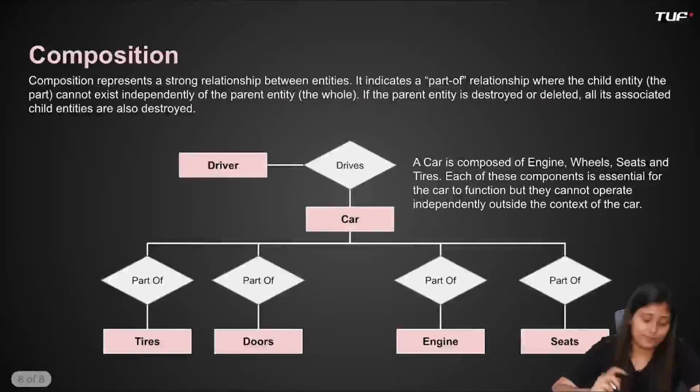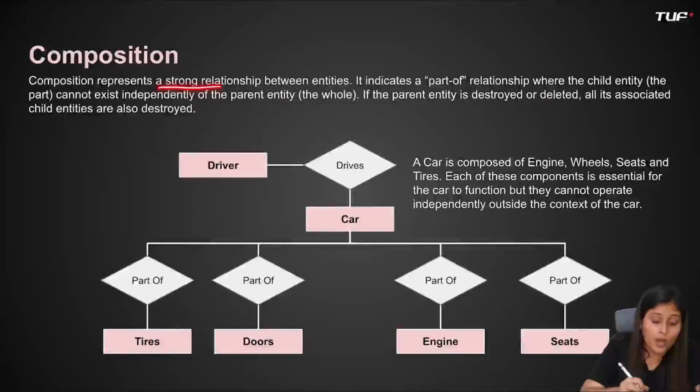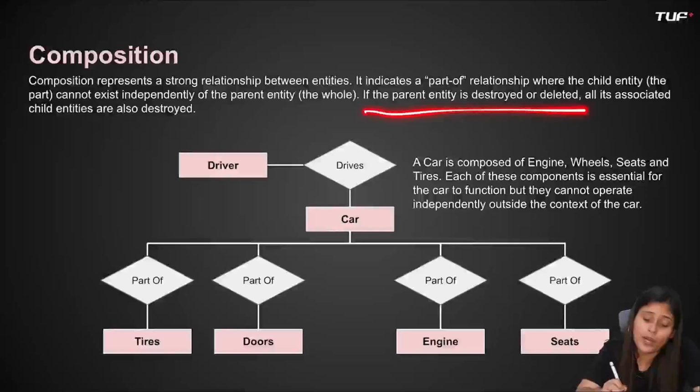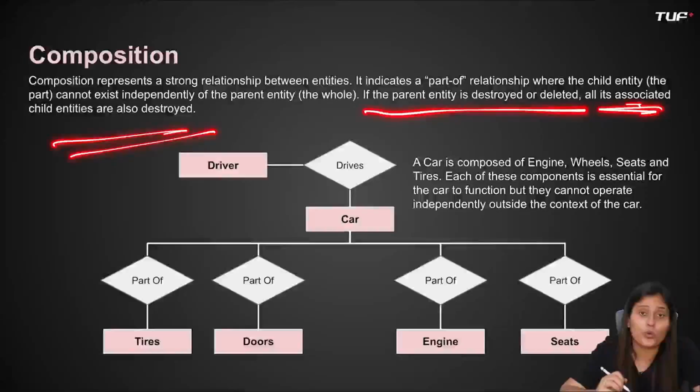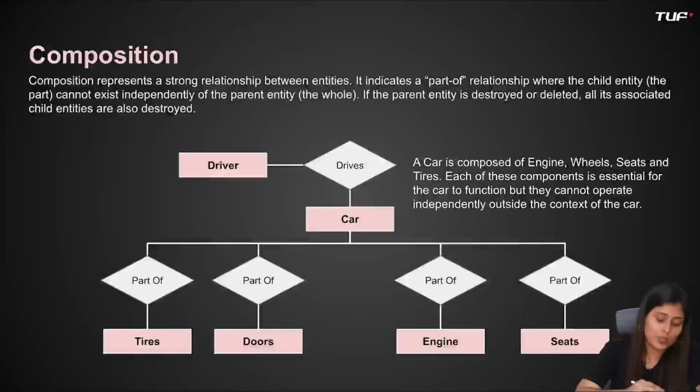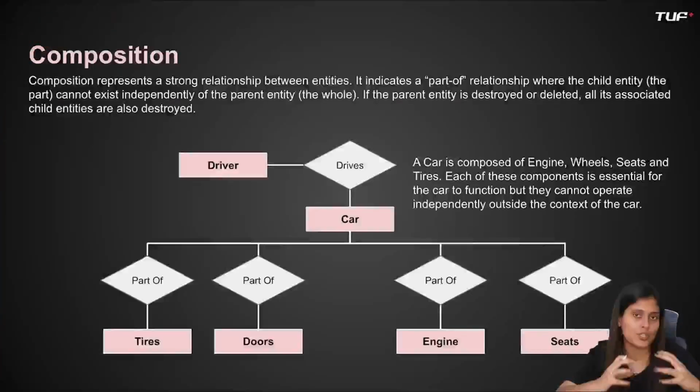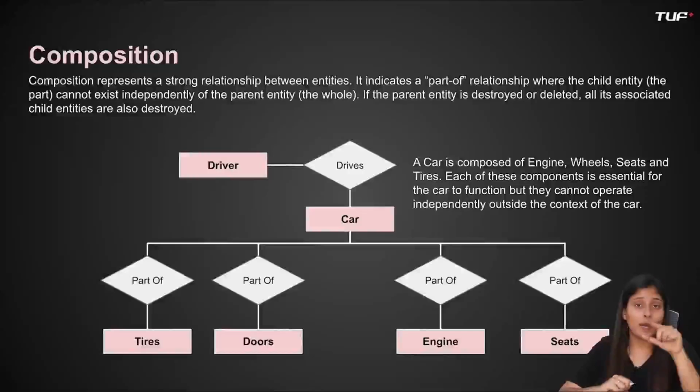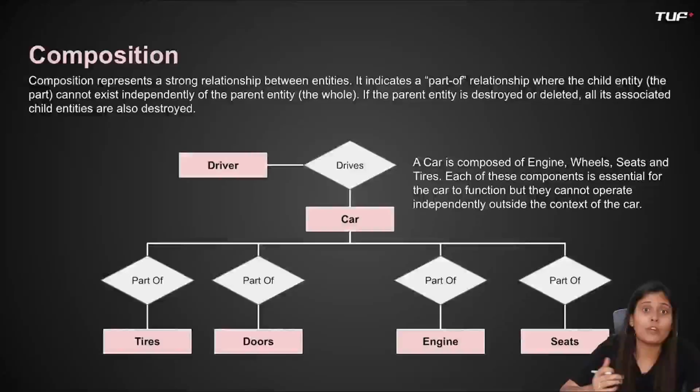Next is composition. Basically, it represents a strong relationship between the entities. It indicates a part-of relationship where the child entity cannot exist independently of the parent entity. If the parent entity is destroyed or deleted, the child entity will also get destroyed. So this is what composition means. It shows the strong relationship. Strong entities are those which can exist without any other entity. They exist independently. But weak entities are those which cannot exist independently. They always need someone to exist.